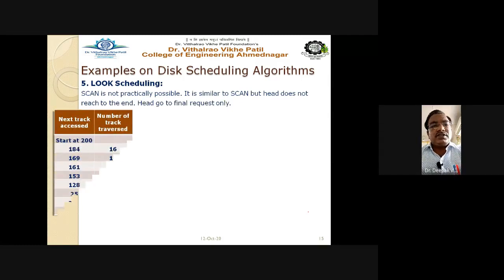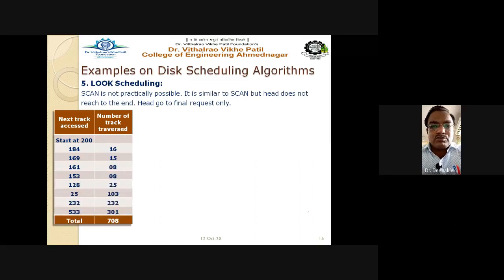So again consider the starting position 200. Start moving in the higher order, start moving in the higher request. So that is nothing but 184, then 169. So it will move to 169, then to 161, 153, 120, 128, and from 128 it will go to 25, and 232 and 533. So how will it work?